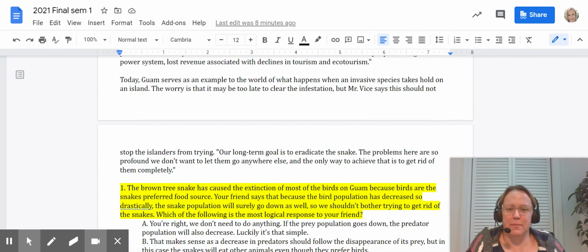Today, Guam serves as an example to the world of what happens when an invasive species takes hold on an island. The worry is that it may be too late to clear the infestation, but Mr. Weiss says this should not stop the islanders from trying. "Our long-term goal is to eradicate the snake. The problems here are so profound, we don't want to let them go anywhere else. And the only way to achieve that is to get rid of them completely."